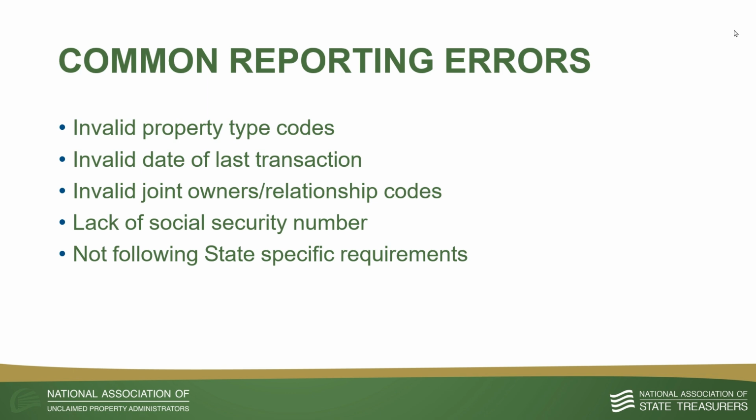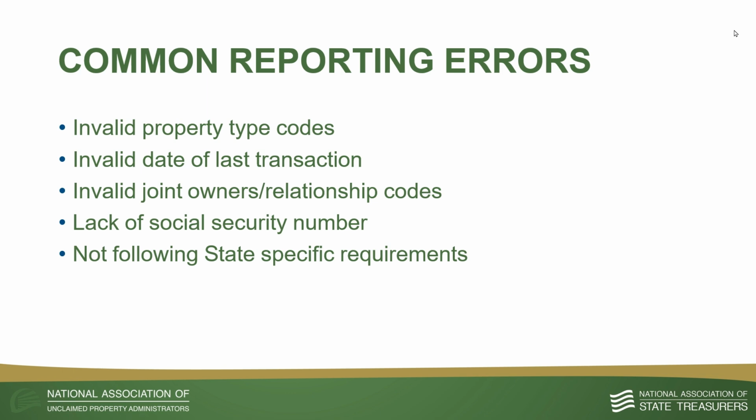Another key element is the relationship code. For example, if property is reported using the relationship code AND or OR, there will be differences in determining how states pay out that unclaimed property. Many types of accounts have beneficiaries who can also be listed on reports as secondary owners to make sure an account is paid properly, especially if the primary owner is deceased.